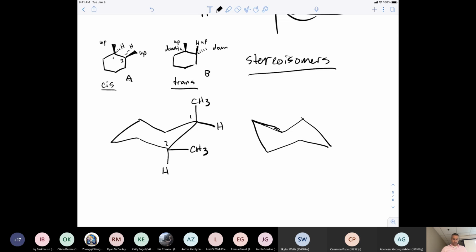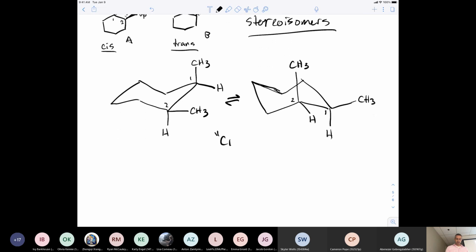If we were then to do a ring flip, this is an equilibrium, what we would do is take 1 and pull it down, so this becomes carbon 1 right here, and carbon 2 will be right there. Carbon 2 has an axial and an equatorial. Carbon 1 has an axial and an equatorial, like that. And then we just put the same groups back on. On carbon 1 now, the up group is equatorial, that's the CH3. And the hydrogen is the down group, it goes down. On carbon 2, the up group is the CH3. And the hydrogen is the down group, which is equatorial. So we have these two forms for cis. Both of these are cis.